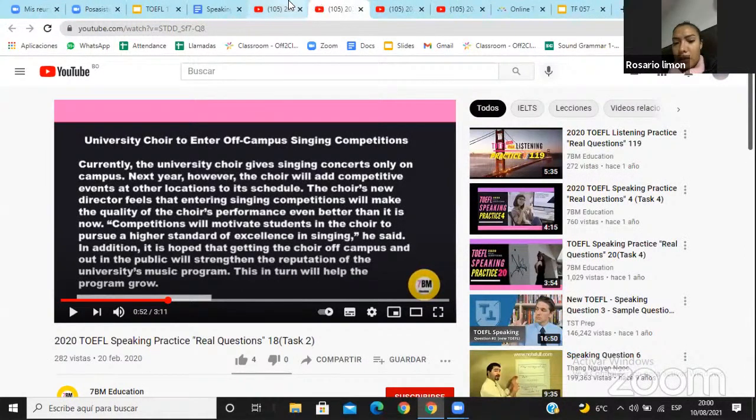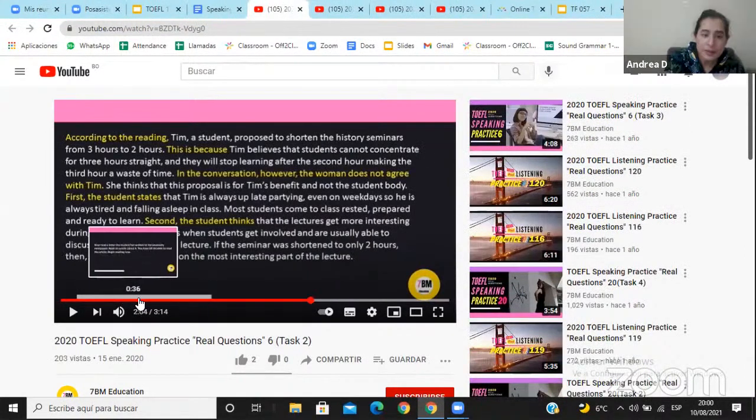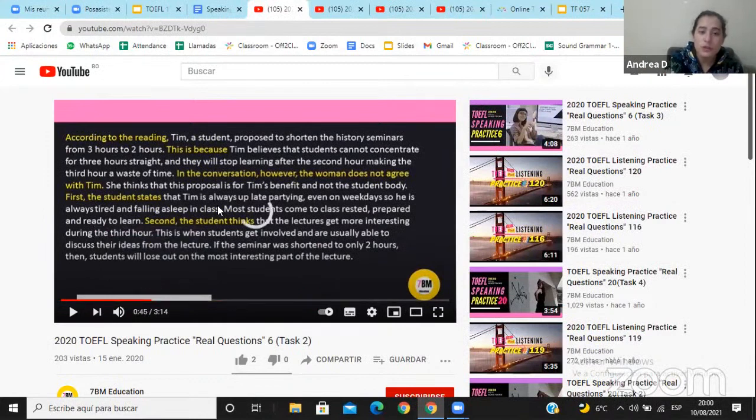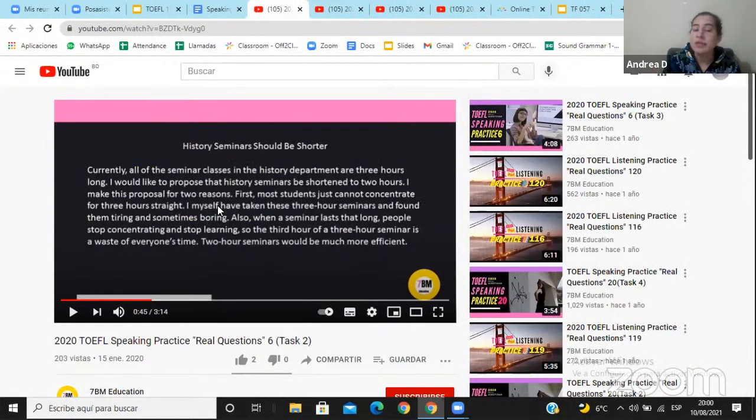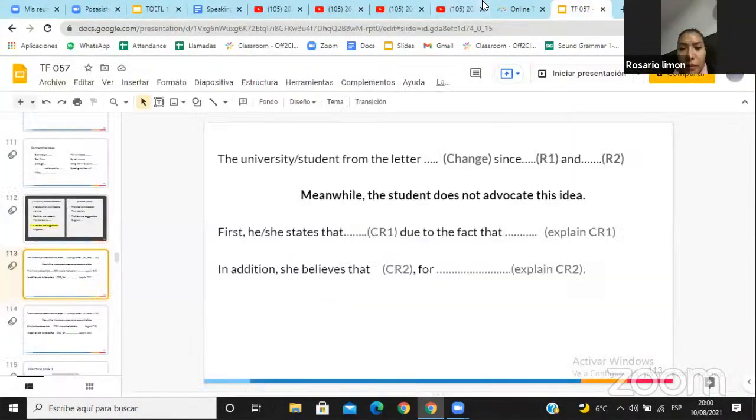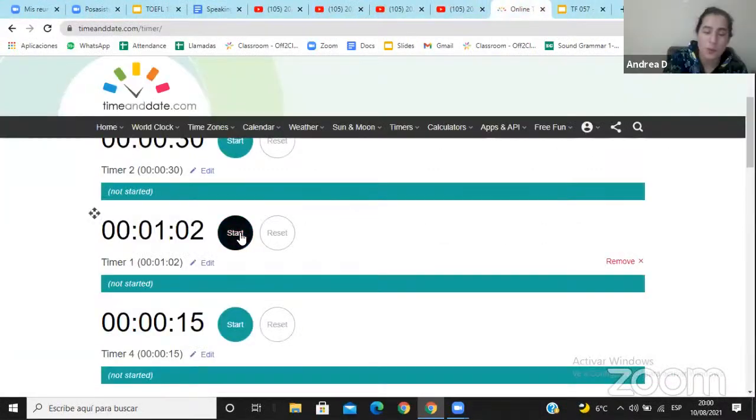Okay. So at the beginning, summarize the reading. In this case, it's a student letter. So the student proposes to reduce the blah, blah, blah. Since, and then you give me the first reason and the second reason. And then you say, meanwhile, the student in the conversation doesn't agree. And then you say, first, she states that, and the second reason. All right. So best of luck. Here you go.